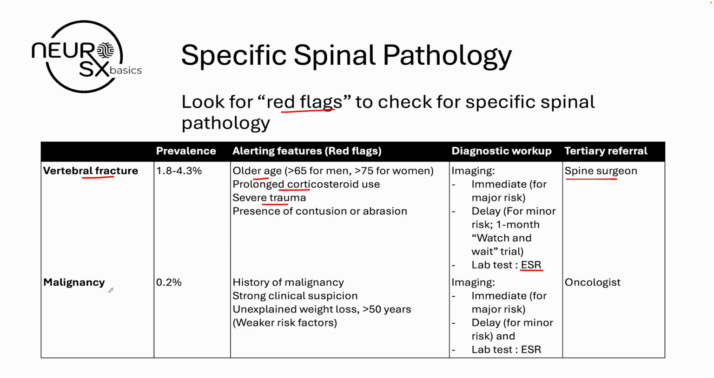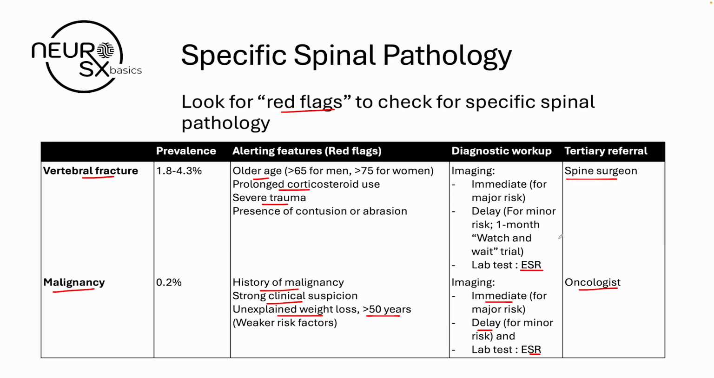Second, if on the basis of any of these red flags, a history of malignancy, strong clinical suspicion of a malignancy, unexplained weight loss, age more than 50 years, then you can suspect that the patient might have a malignancy. And in that case, again, if you have major risk factors, then you can do an immediate imaging. But if it's minor risk factors, you can again wait and watch and see if the symptoms go away and do a delayed imaging. Again, for this patient, you would like to get an ESR done. Okay, and if you find that there is a malignancy, please refer the patient to an oncologist.